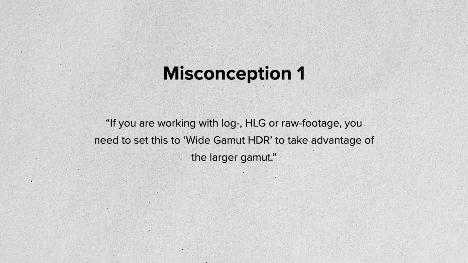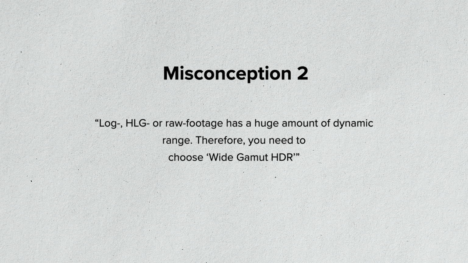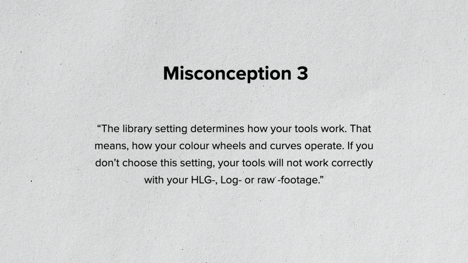Number 1. If you're working with log, HLG, or raw footage, you need to set this to wide gamut HDR to take advantage of the larger gamut. Number 2. Log, HLG, or raw footage has a huge amount of dynamic range. Therefore, people assume they need to choose this setting. And number 3, the library settings determine how your tools work. That means how your color wheels and curves operate. If you don't change the setting, your tools will not work correctly on HLG, log, or raw footage.